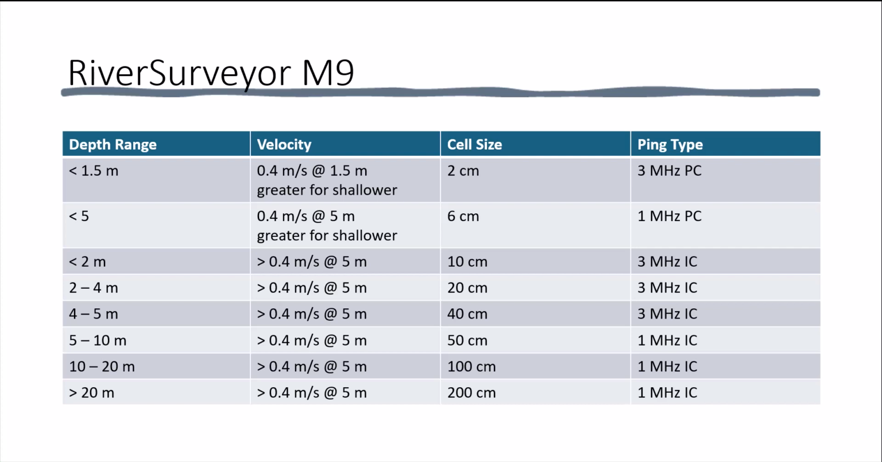A 1 MHz pulse coherent mode is used if the depths are less than 5 meters and the velocity at the 5 meter depth is less than 0.4 meters per second. Again, the velocity threshold increases with shallower depths. A 3 MHz incoherent mode is used for velocities exceeding the 0.4 meters per second at 5 meter depth, with cell sizes increasing with the depth range.